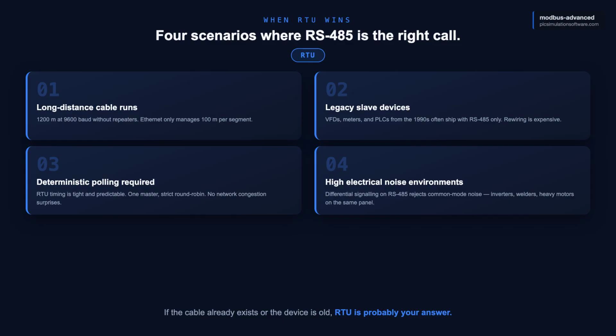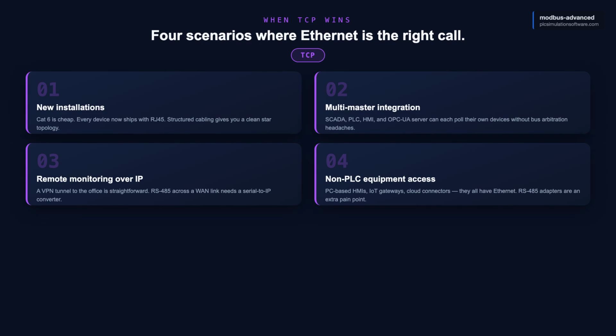The third is environments where determinism matters more than throughput. RTU's polling cycle is predictable to the millisecond. TCP's is not. The fourth is sites with strong electrical noise where RS485's differential signaling shrugs off interference that would corrupt Ethernet packets. TCP wins everywhere else.